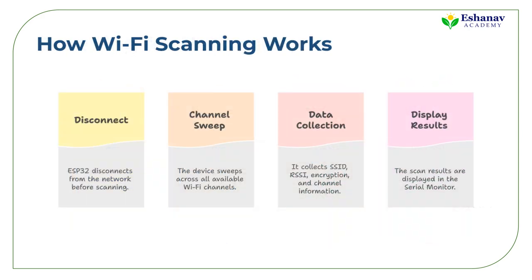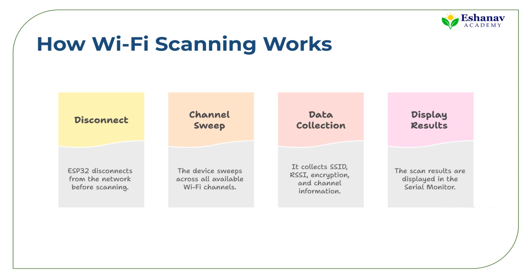When the ESP32 performs a scan, it disconnects from any existing Wi-Fi to free up the radio hardware. Then, it systematically hops through available channels, listening for beacon frames from nearby access points. These beacons contain metadata such as SSID, signal strength, security type, and channel information. After collecting the results, the ESP32 makes the list available for your code to process, typically through the serial monitor. You'll see each detected network printed in rows, including SSID, RSSI, encryption, and channel.